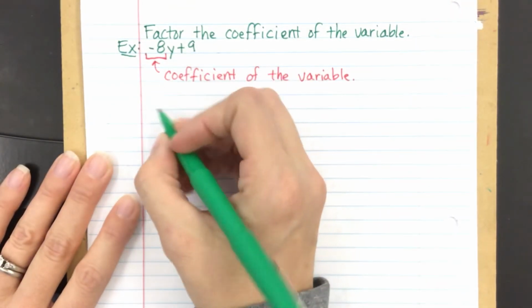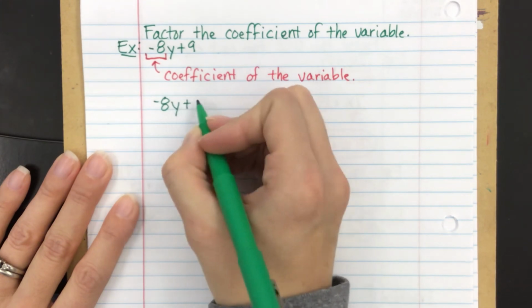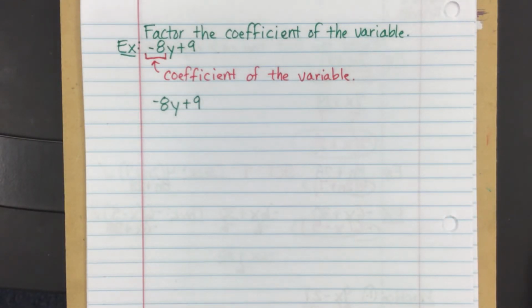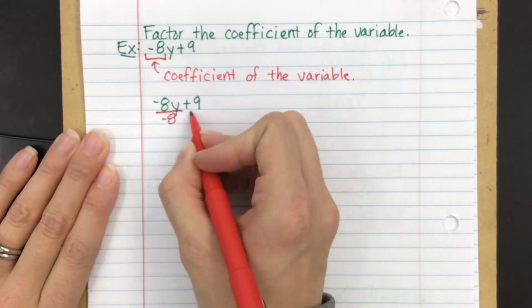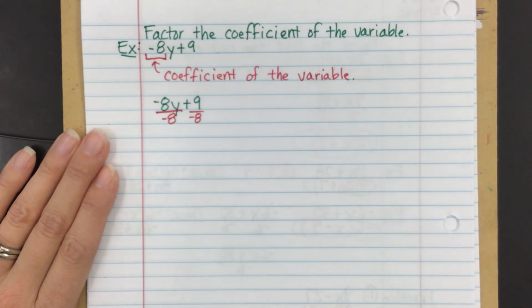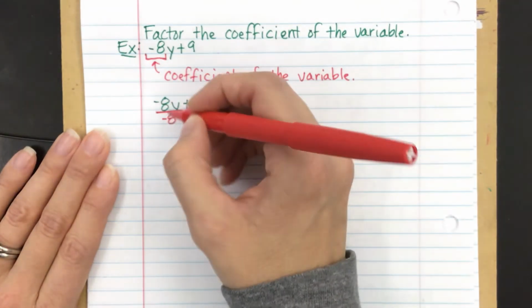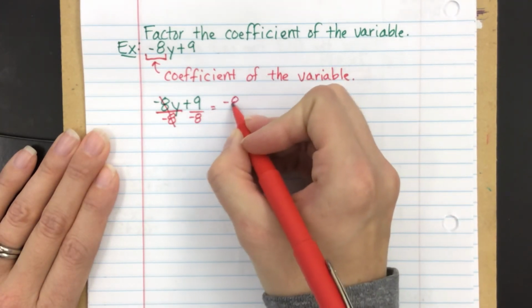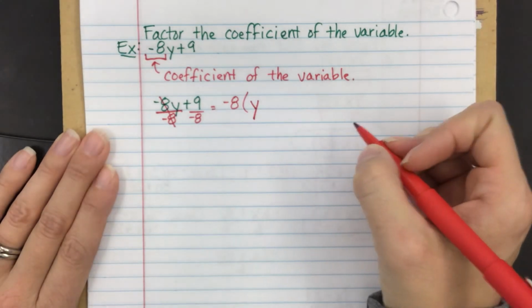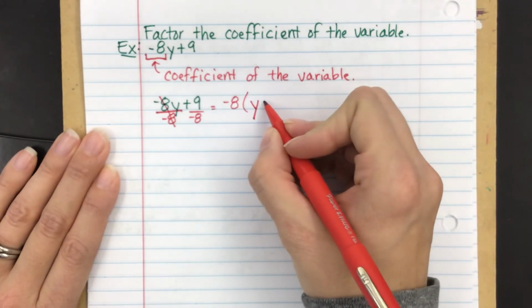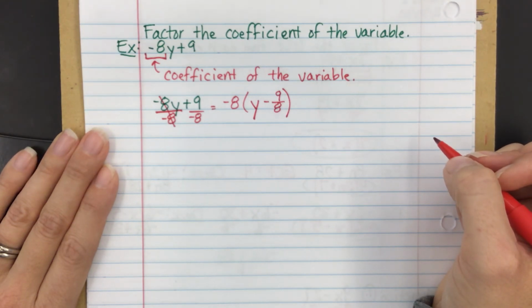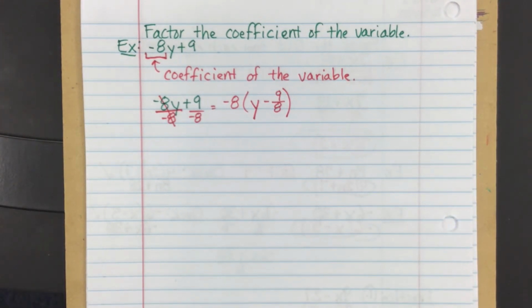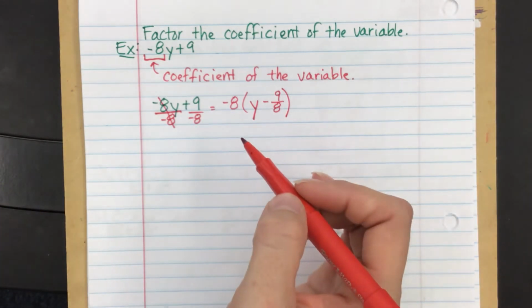So if I rewrite this, then we can solve it. We already know that we're going to be factoring out a negative 8, because that is the coefficient of our variable. And to do that, we're going to divide both the first term and the second term by negative 8. Negative 8 divided by negative 8 is just 1. So we're left with y. And then 9 divided by negative 8 will be negative 9/8. Yes, Rhea? Because when we're factoring out a negative 8, we're dividing each term by negative 8.